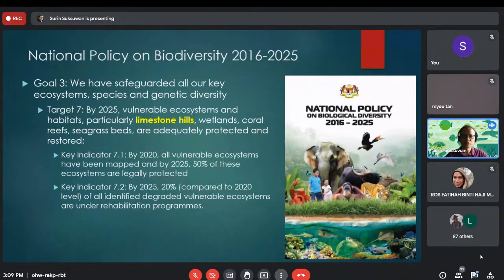Right? And there are some indicators as well in terms of targets, KPIs. So 50% of all ecosystems to be mapped by 2020, which is supposed to be last year, and I think you can see that we haven't really met that target. And by 2025, 50% of these ecosystems are to be legally protected. And then another key indicator, 7.2, 20% of all identified degraded vulnerable ecosystems are to be under rehabilitation programs. Now, I don't know whether anyone has actually tried to restore limestone hills or not, but you will see that it's really quite a major task once a limestone hill has been damaged.